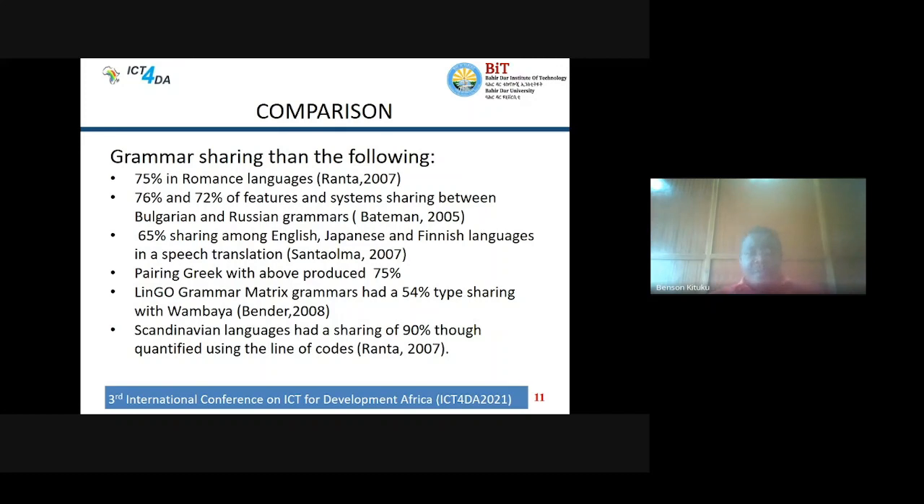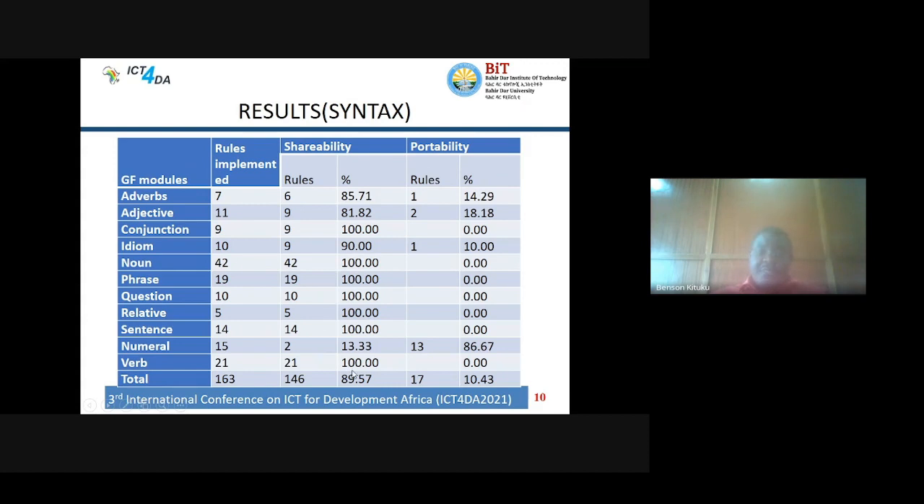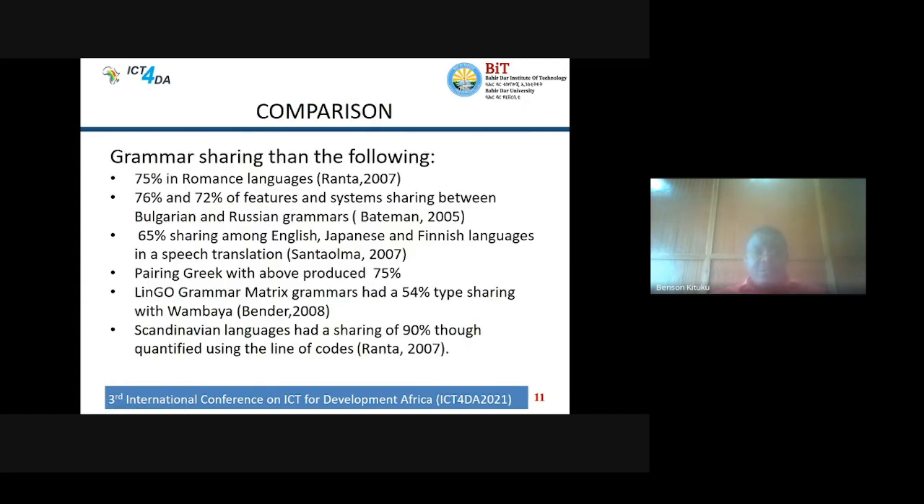In comparison with other grammar sharing projects that have been done, we can see this Bantu project has done very well despite Ekigusi coming from the western Bantu in Kenya and Kikamba coming from eastern Bantu in Kenya. It was able to produce in terms of syntax at least 89%, while the others produced 75, 70, 65. The language which came nearer to ours is the Scandinavian languages, which reported a sharing of 90%, which was greater than ours.